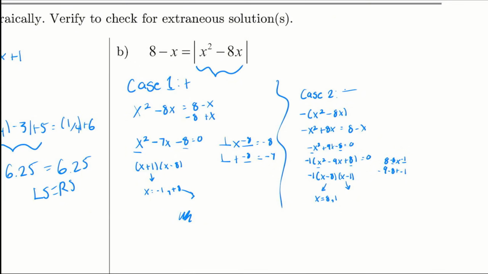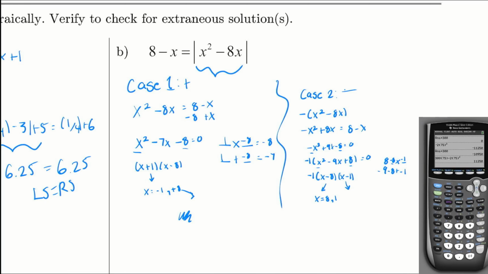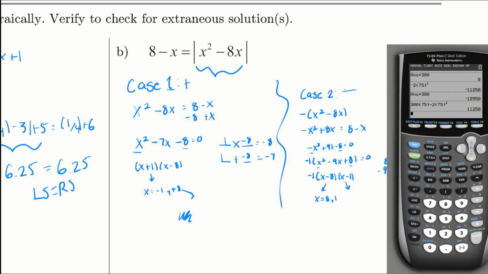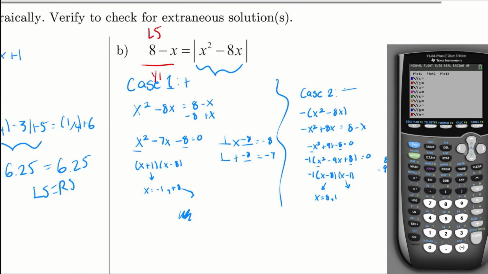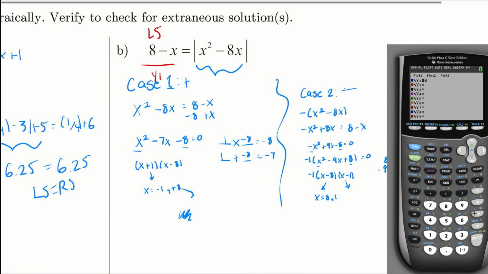So let's go into our calculator here. I pulled out my calculator here. I'm gonna make it bigger. And what we're going to do is type in this part of our equation as the left side. So we'll type this out as y1. So we have 8 minus x as y1. We're going to go to the bottom and type out the right side of our equation as y2. So we have the absolute value of x squared minus 8x.